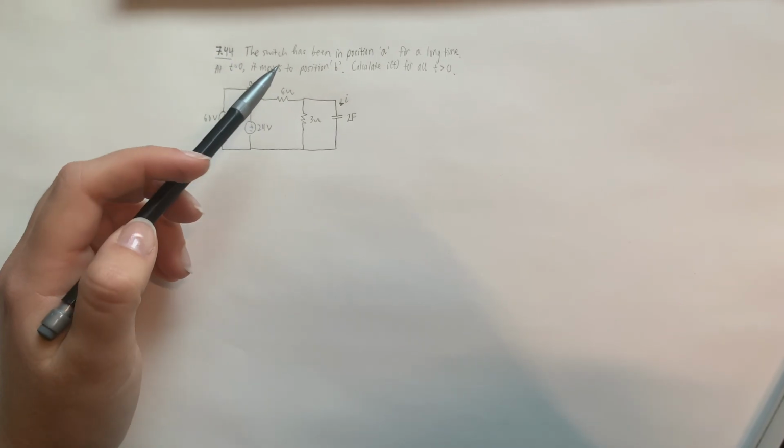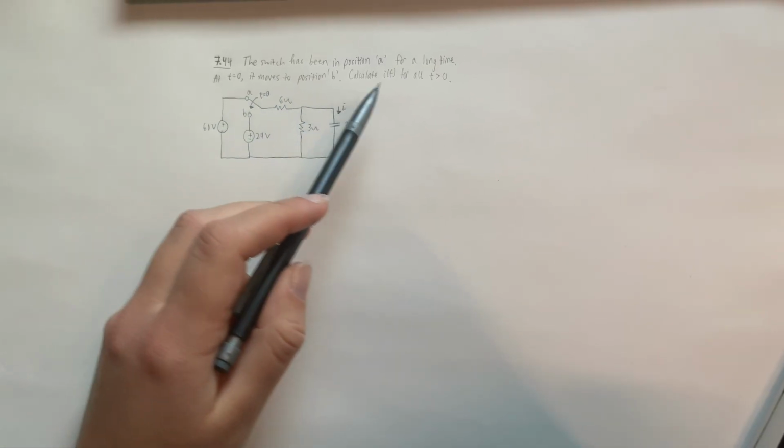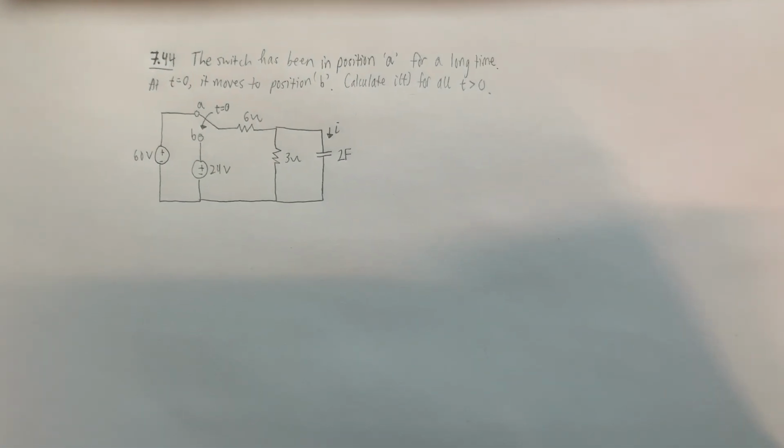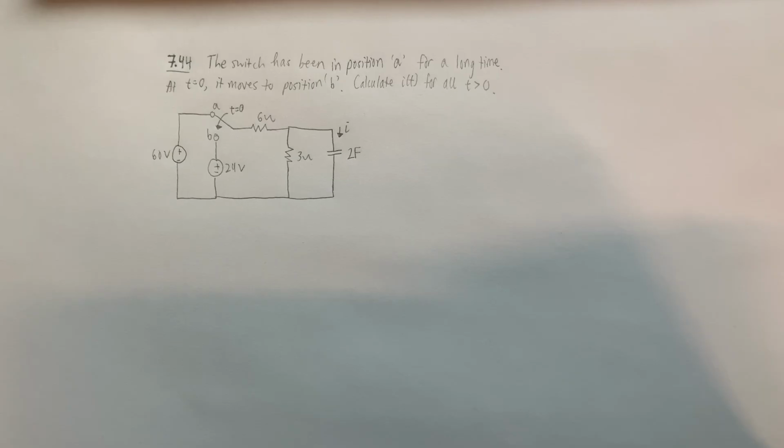Alright, let's get started with this problem, 7.44 from the Sadiku textbook. The switch has been in position A for a long time. At t equals 0, it moves to position B. Calculate I of t for all t greater than 0.